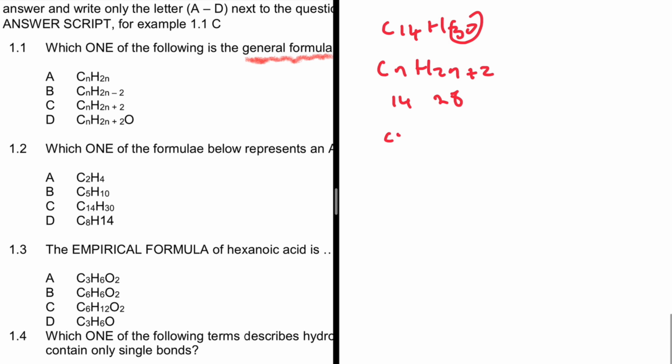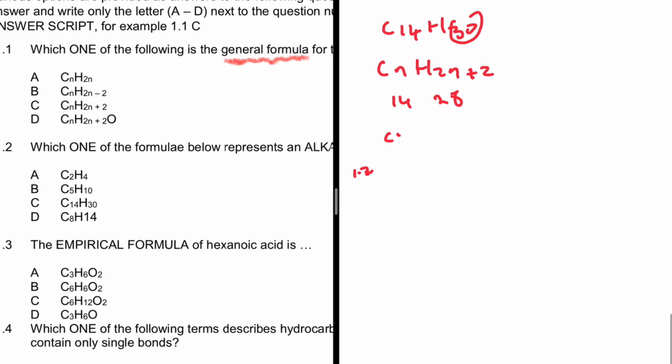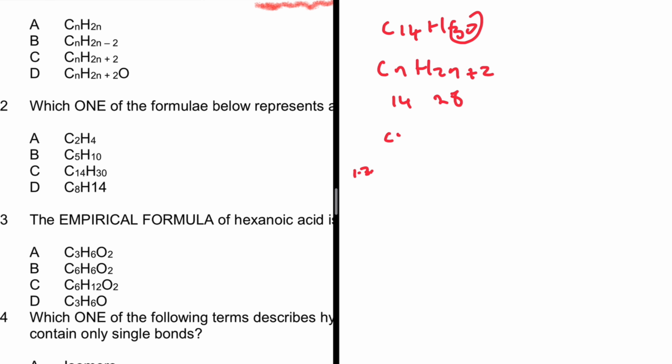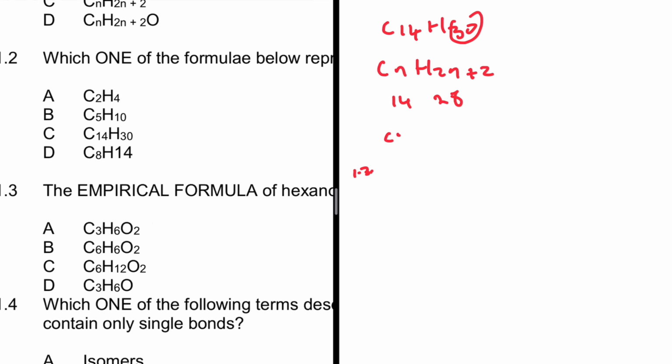Right. And then in 1.3, the empirical formula of hexanoic acid. So let's go ahead and look for hexanoic acid. In option A, we have C3, so that cannot be hex. And then B and C. B is not hexanoic acid because the formula there is CnHnO2. I don't know what that is. We don't have that in our context, right? But if you look at option C, that is hexanoic acid.